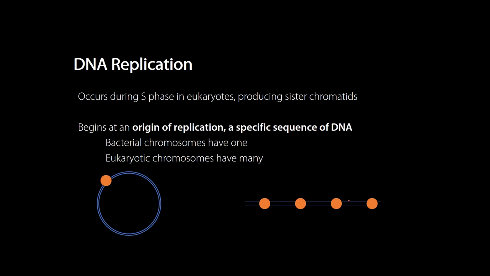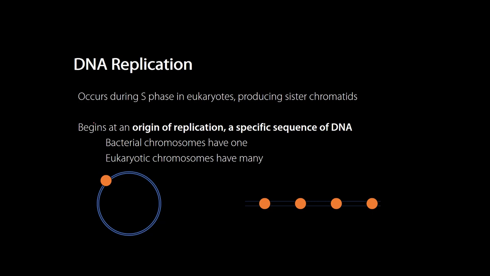And the first detail is where it actually occurs. So remember, during S phase, the DNA is being synthesized in the eukaryotic cell cycle, and that produces the two sister chromatids, right? The two sister chromatids we're all very familiar with by now, the halves of a mitotic chromosome or duplicated chromosome. And so it all begins at what's called an origin of replication, or ORI.